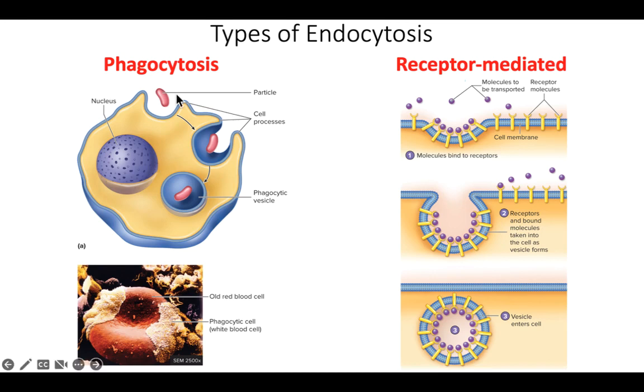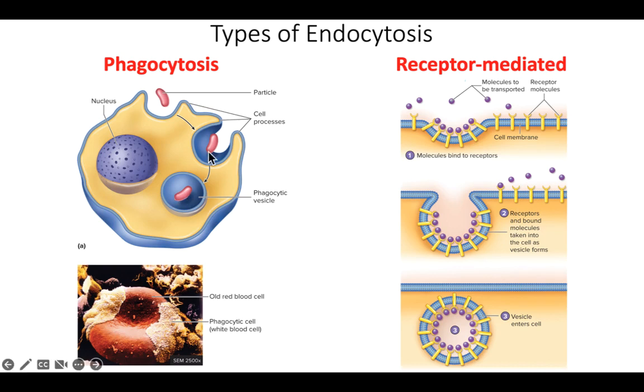Phagocytosis is a type of endocytosis, but you're bringing in a large particle. Pinocytosis is when you bring in small molecules. Phagocytosis is when you're bringing in something big, like a bacterium. This could be a bacterium or a virus, and the cell is bringing it into the cell. Now, what this doesn't show is this vesicle will fuse with a lysosome, and the enzymes will kill that bacteria.